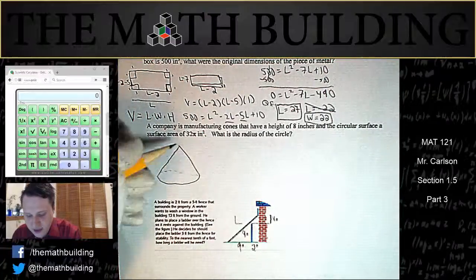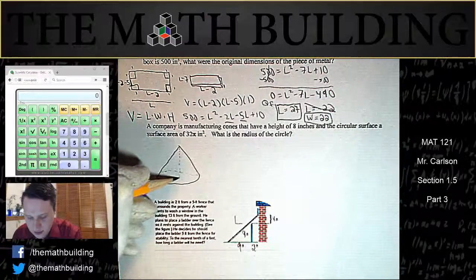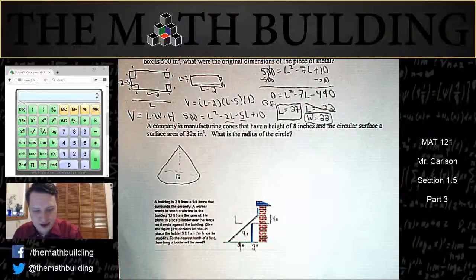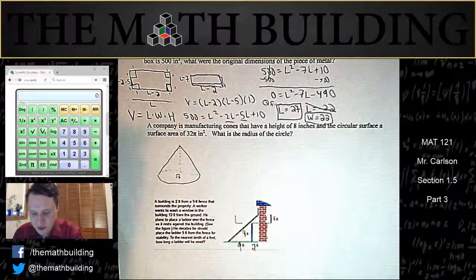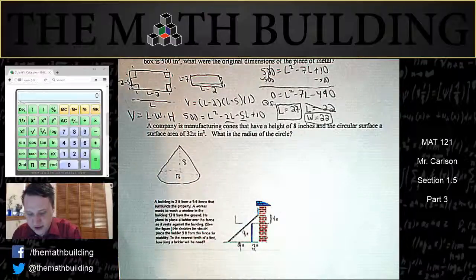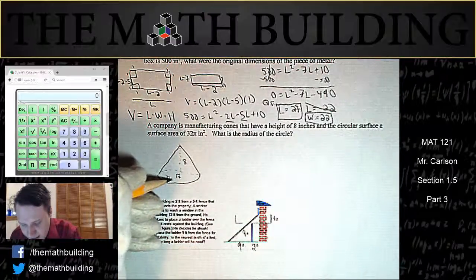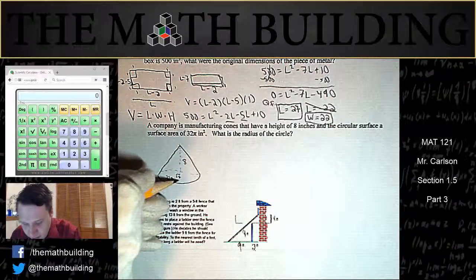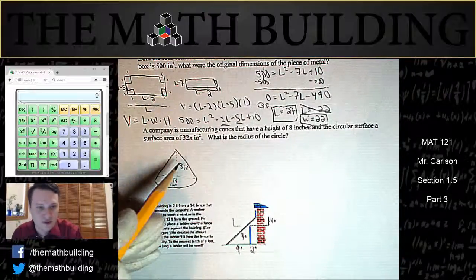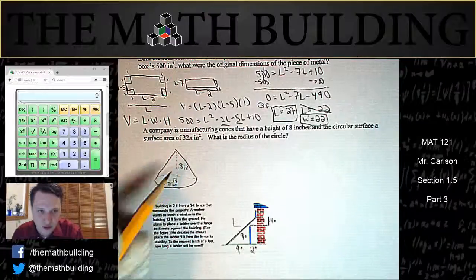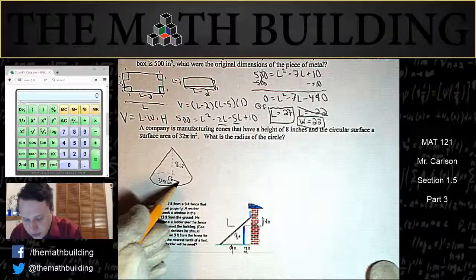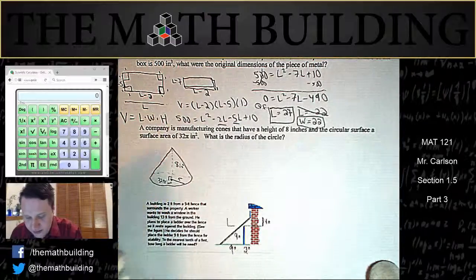And they tell us that the height of the cone is 8. The height of a cone is directly straight down from the tip to the base at a right angle. And they tell us that the surface area of the cone is 32 pi inches squared, because this is an area, and the height is just regular inches. So it says, what is the radius of the circle? Or in other words, what is this length right here?